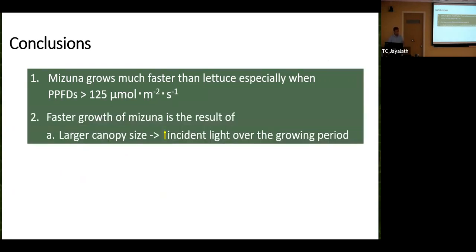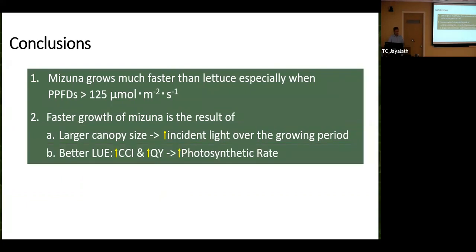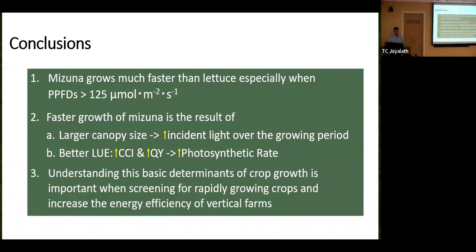Faster growth in Mizuna is due to, in part, a larger canopy size, which can intercept more incident light over time, and better light use efficiency compared to lettuce. Therefore, understanding these basic determinants of crop growth is important when we are screening for rapid growing crops. At early stages, we can screen for rapid growing crops for vertical farms. Therefore, by having rapid growing crops, we can increase the energy efficiency in vertical farms.